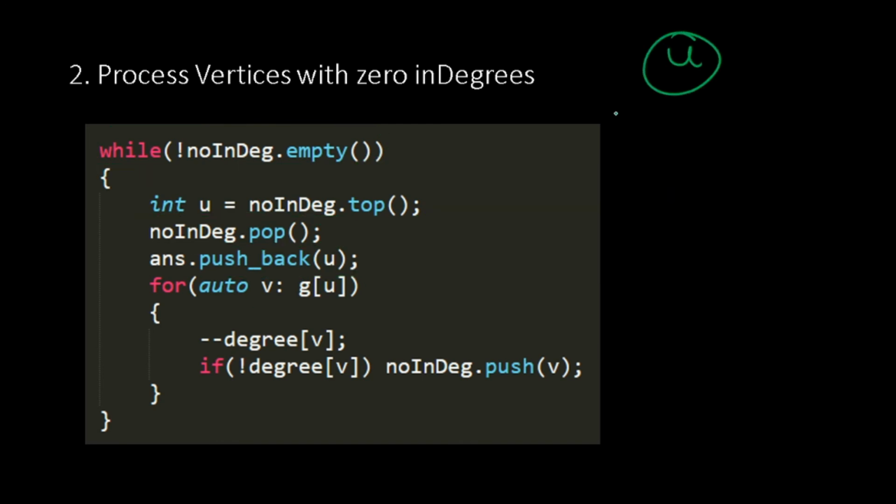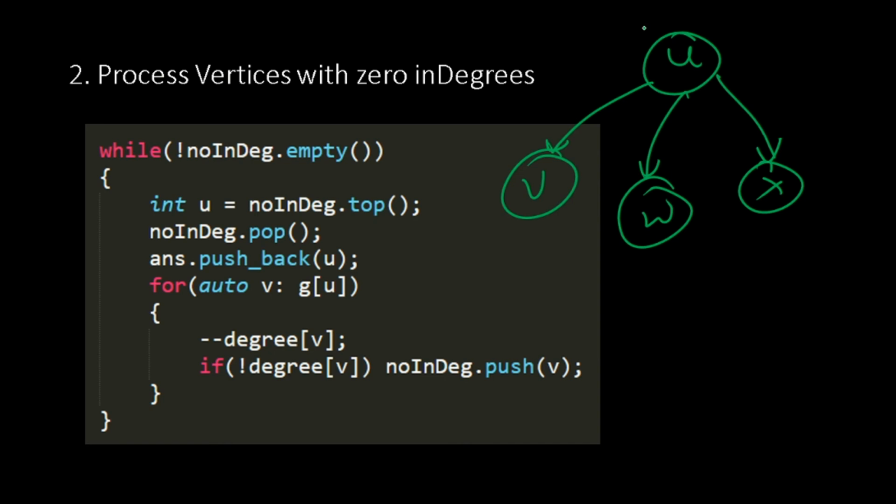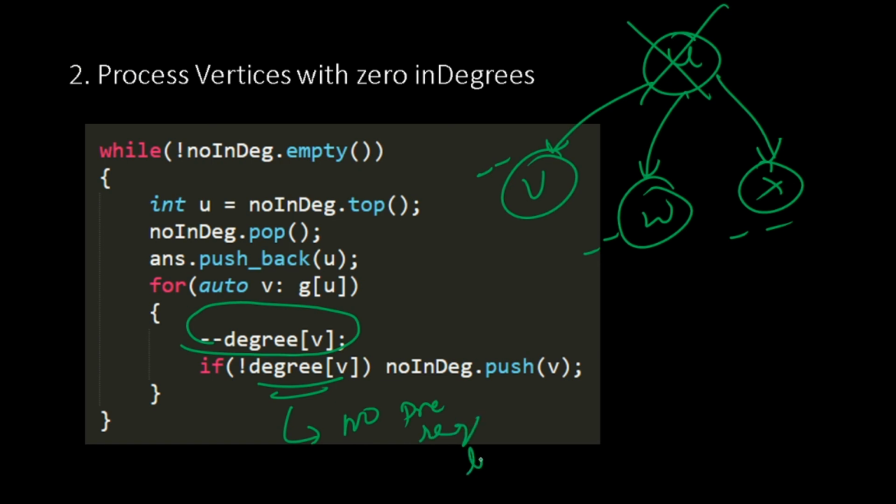Let us say there is a vertex u. It has 3 children, v, w and x. Once u is removed, the in degree of v will be decremented, w will be decremented, x will be decremented. While decrementing, if you find that the in degree has become 0, that means no prerequisites left, we'll push it into the queue, the no in degree queue. Okay, in fact I'm using a priority queue. Fair enough?